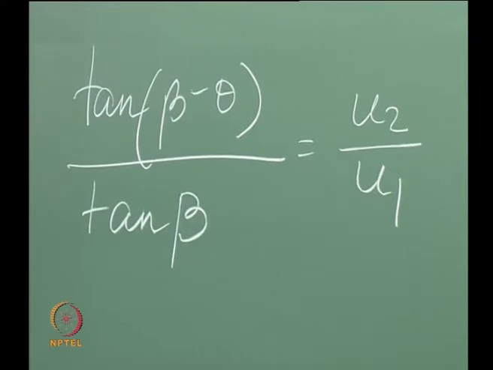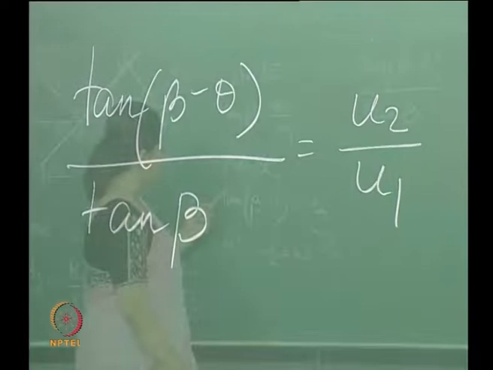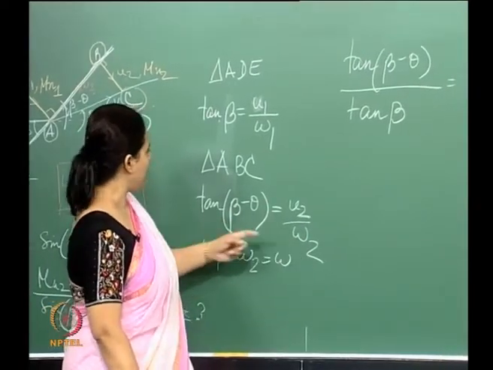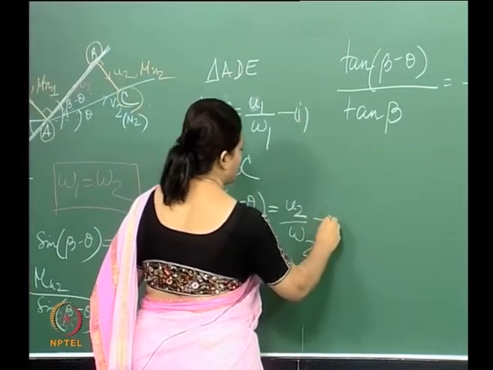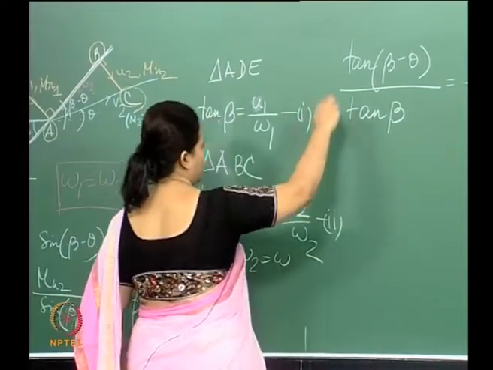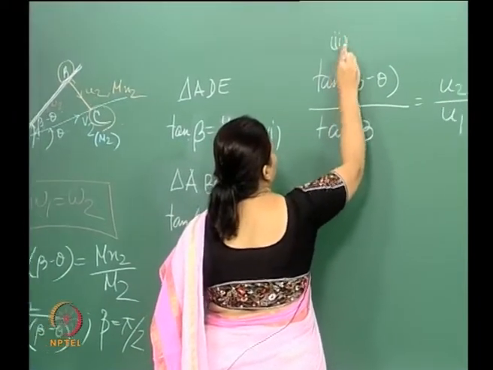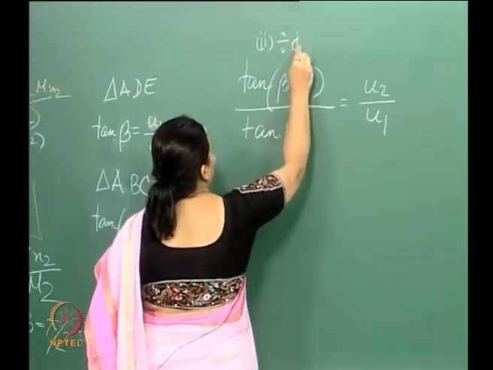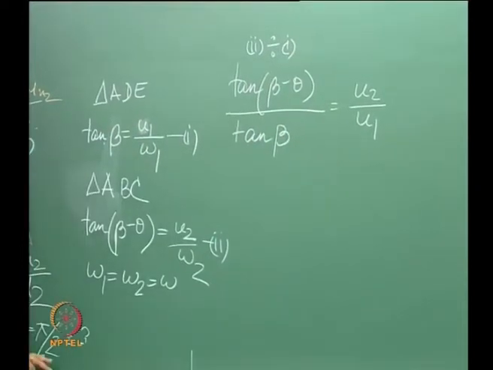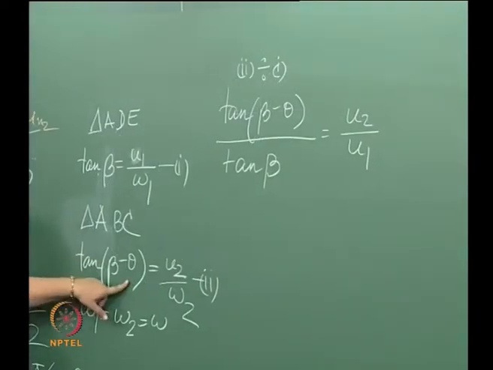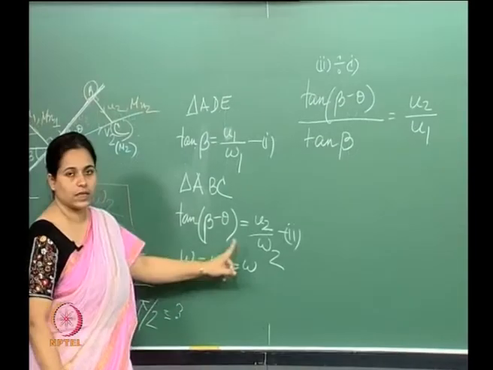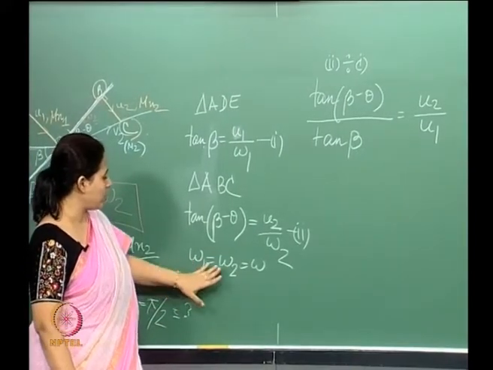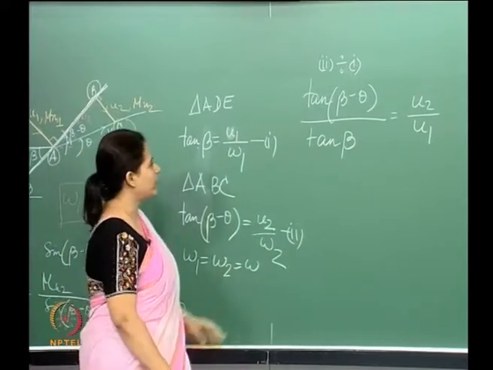Now, I hope you understood what we did over here. So tan of beta minus theta is this. I just divided, so if I write, say, this is 1, all I did here is this. So basically what I get is tan of beta minus theta by tan of beta is U2 by U1, because like we said, W1 is equal to W2. We found that out before.